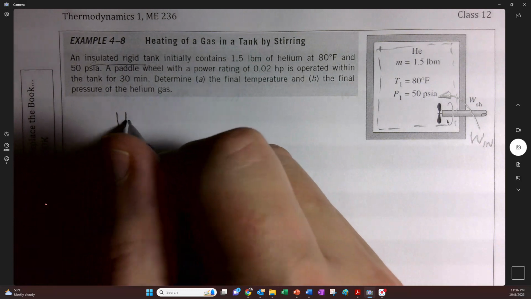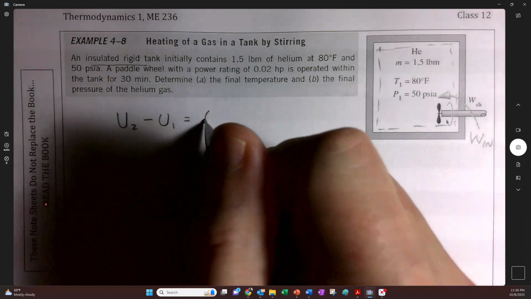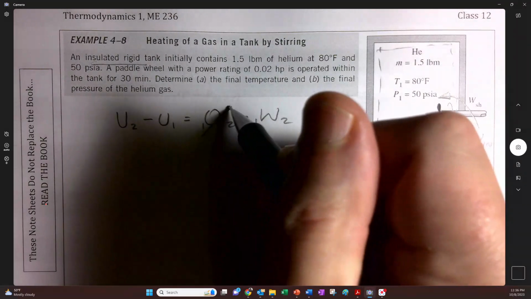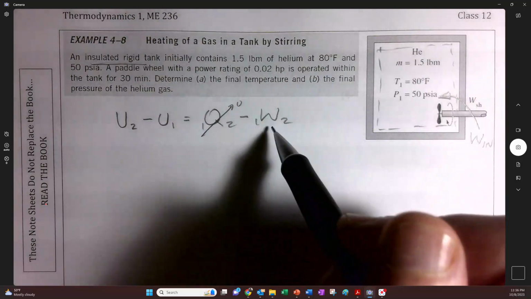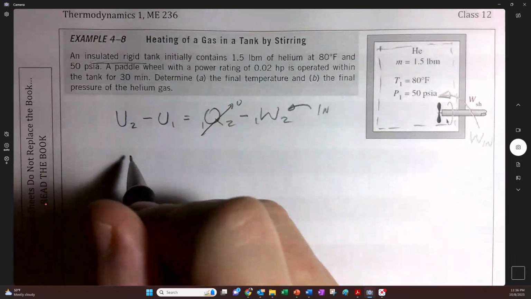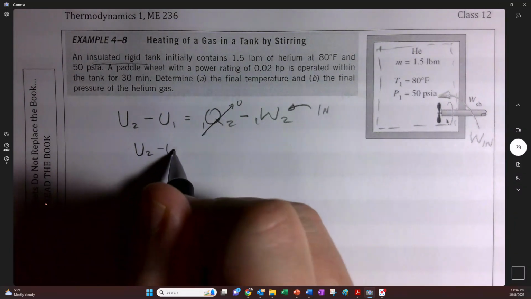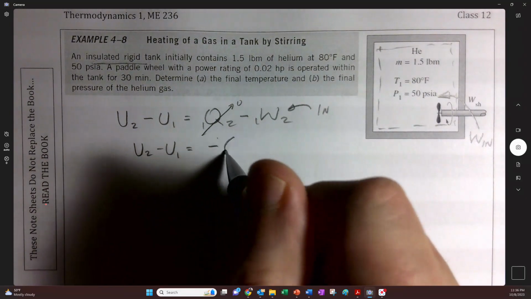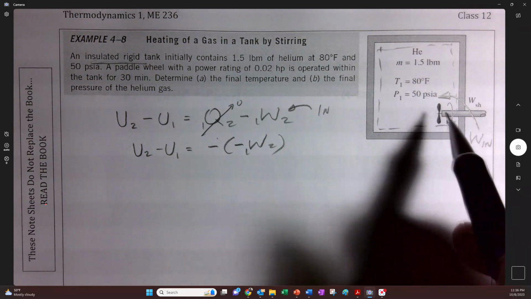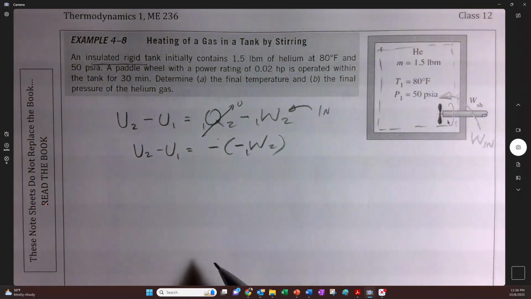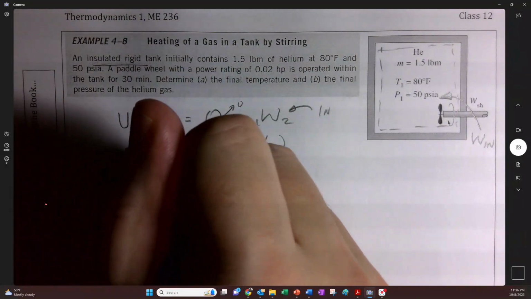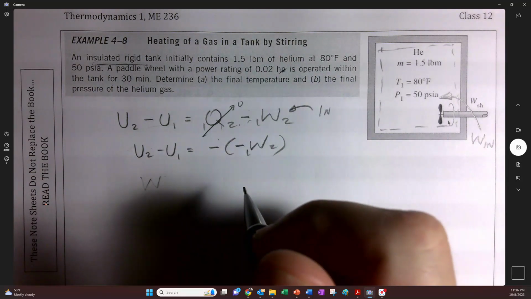So yeah, we could even write that down. U2 minus U1 is equal to Q1 to 2 minus work 1 to 2. But it's insulated, and the work is in. So U2 minus U1 is going to be equal to negative work 1 to 2, simply because the work is coming in, and this equation is written for work coming out. It doesn't matter which way we write the equation, I guess. All right, we'll get back to it.